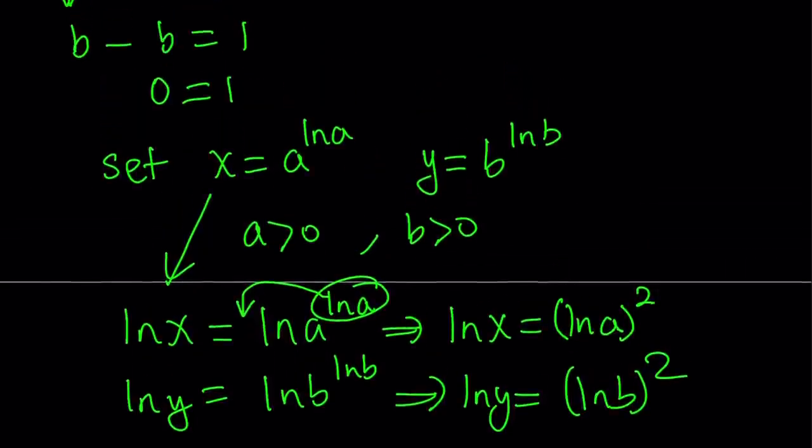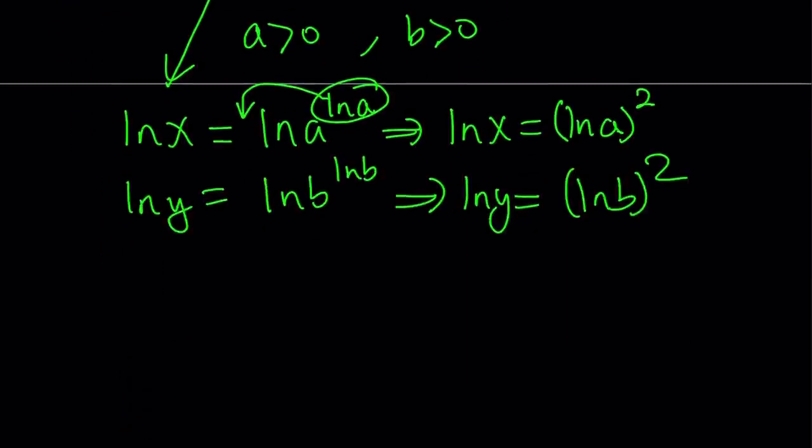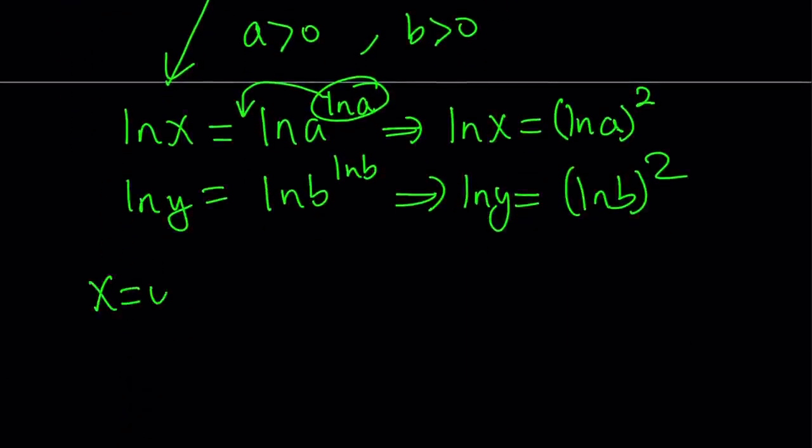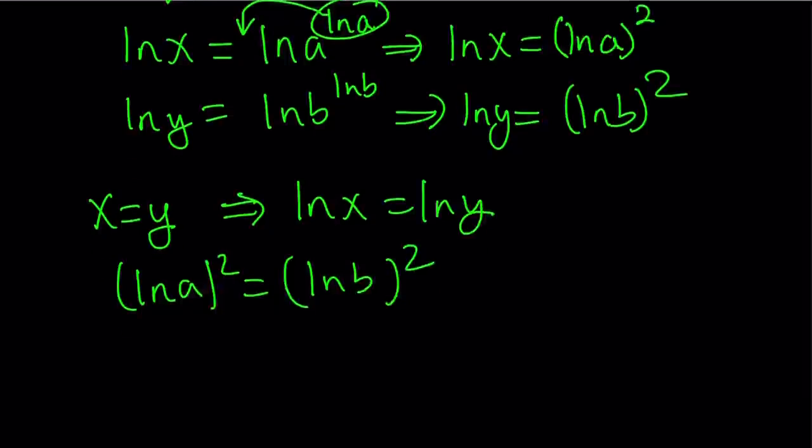Okay, so now we have these two equations, right? And what do we know? Our first equation gives us that x equals y. So we do know that x equals y. And let's see what this implies. Then if x is equal to y, then ln x should equal ln y, right? Okay. And this gives us the following. ln x is ln a squared, and ln y is ln b squared. So we get this equality as a result.